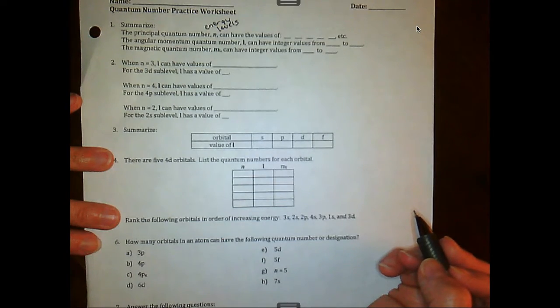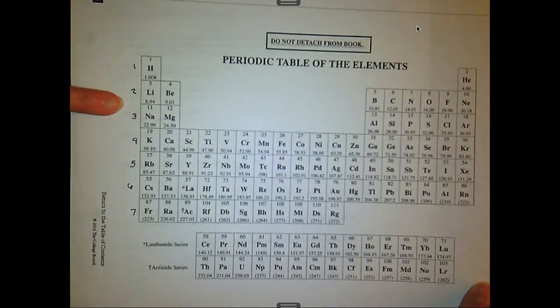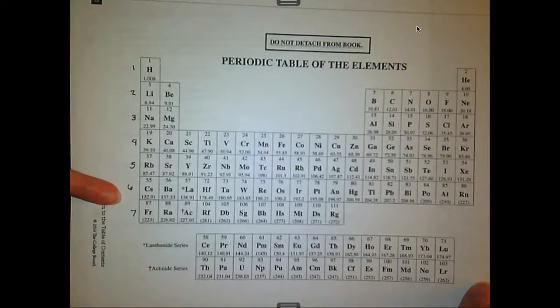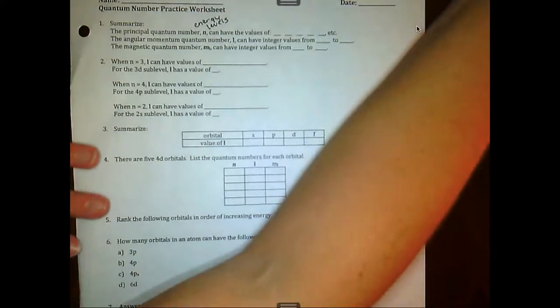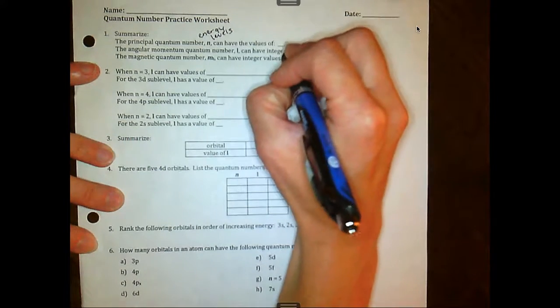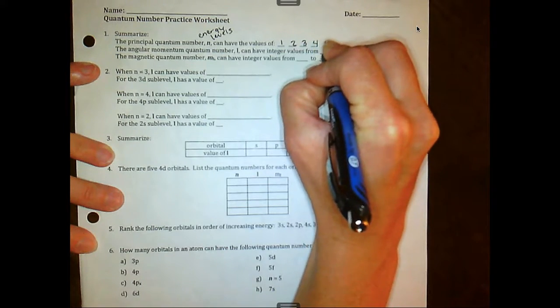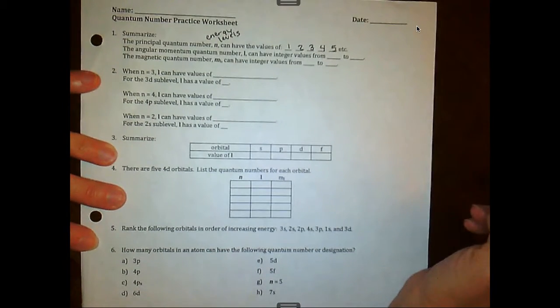Can have values of what? Well, again, go back over here and think about what's the very first value. 1, 2, 3, 4, 5, 6, and 7. That is all that n is referring to. So do not complicate that very first one. That one's pretty simple to think about. 1, 2, 3, 4, 5, and then of course we could go 6, 7.